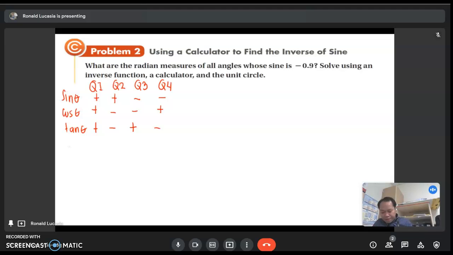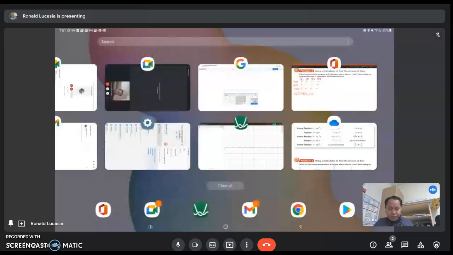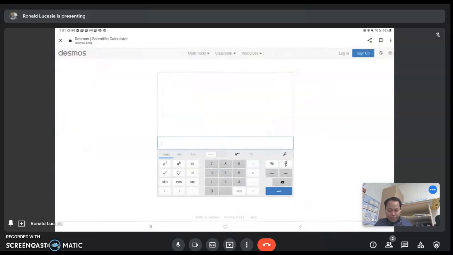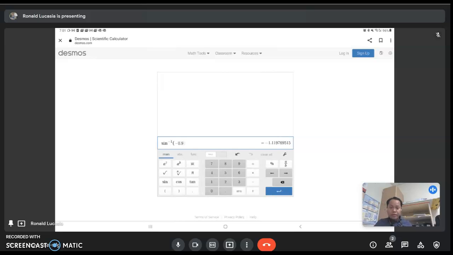So we have to find sine inverse of negative 0.9, that is approximately negative 1.12. How did I get that? You can use your Desmos scientific calculator to do it. We have, just click here, sine inverse, and then negative 0.9, that will give you negative 1.119. We just have to round it up to hundredths or 2 decimal places.